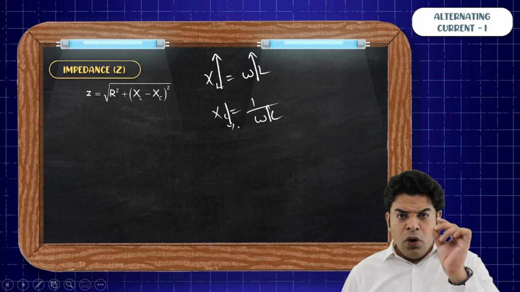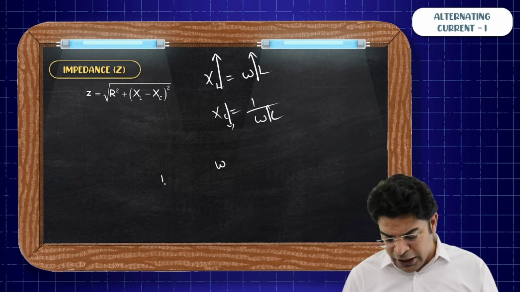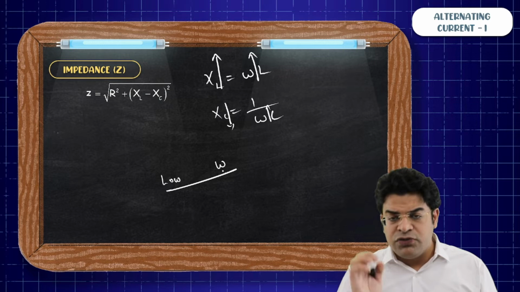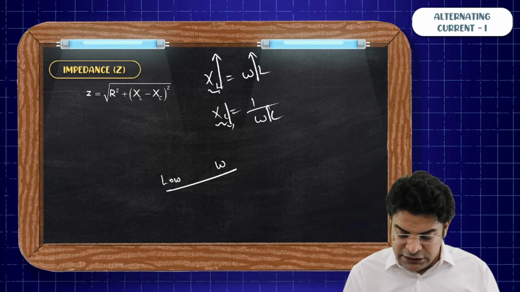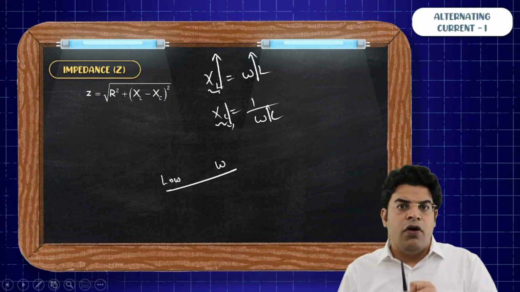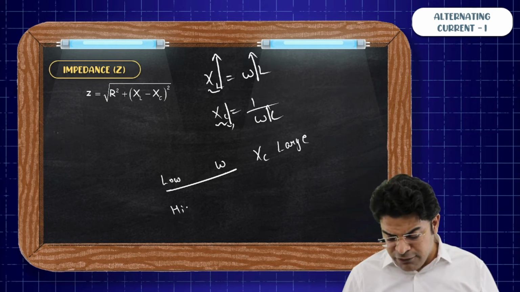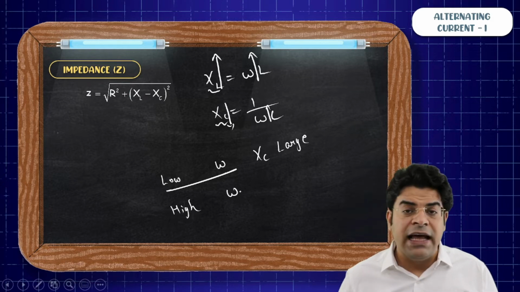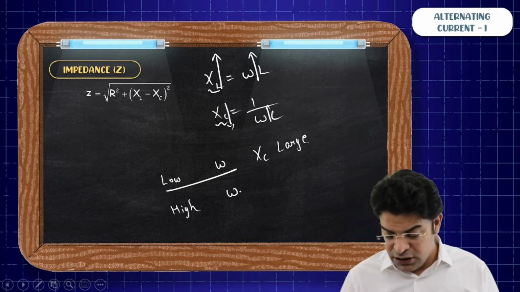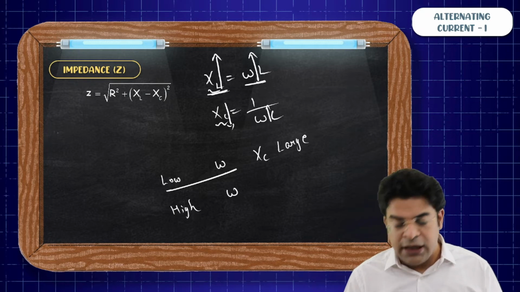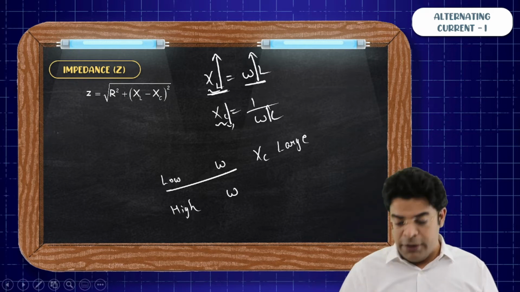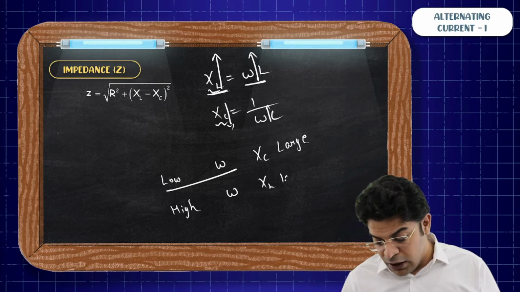For very low value of omega, for low omega, tell me which one will be higher, XC or XL? So sir, for very low value of omega, XC has to be large. And for very high value of omega, which one has to be large, XL or XC? Sir, XL equals omega L. So for very large value of omega, XL will be large.